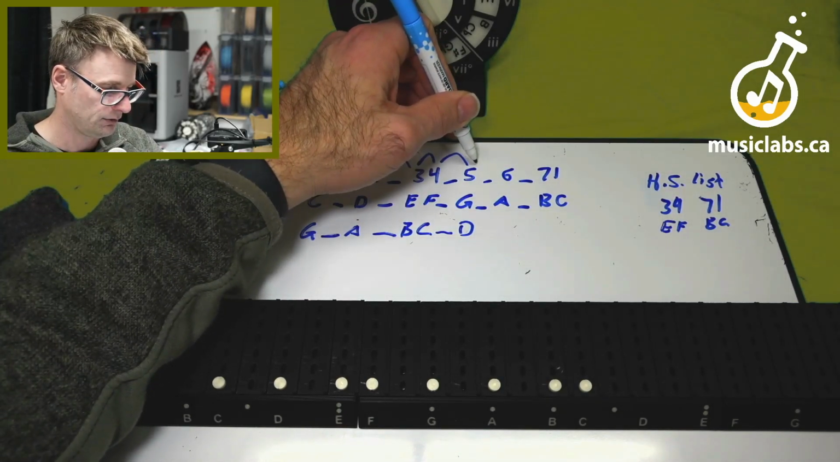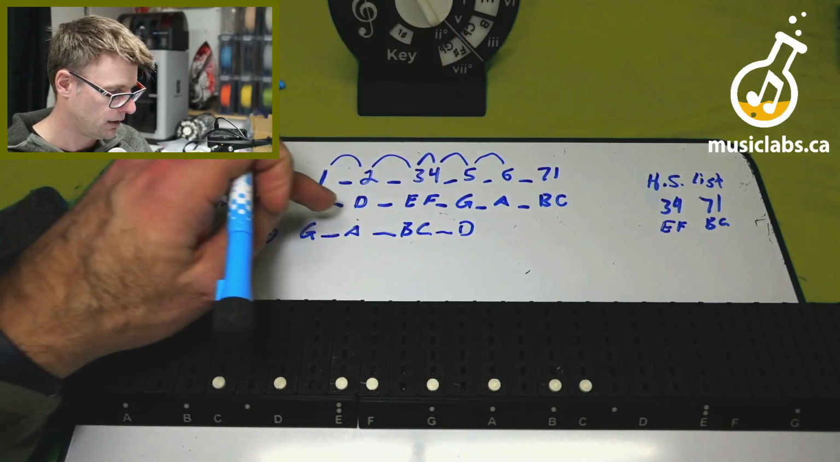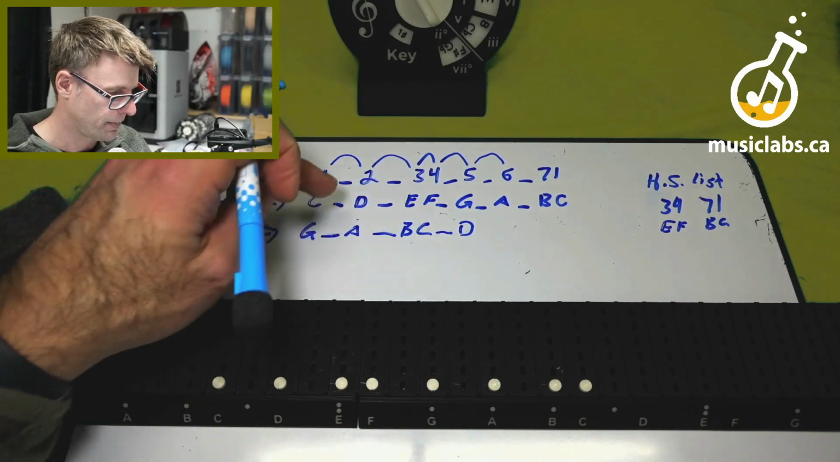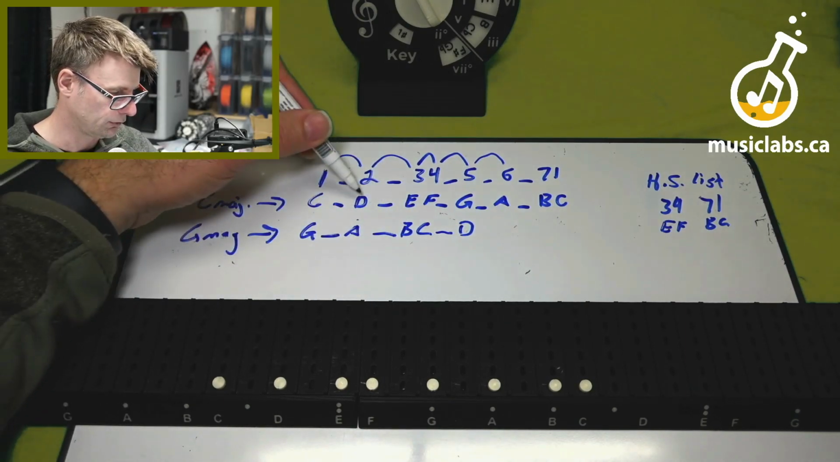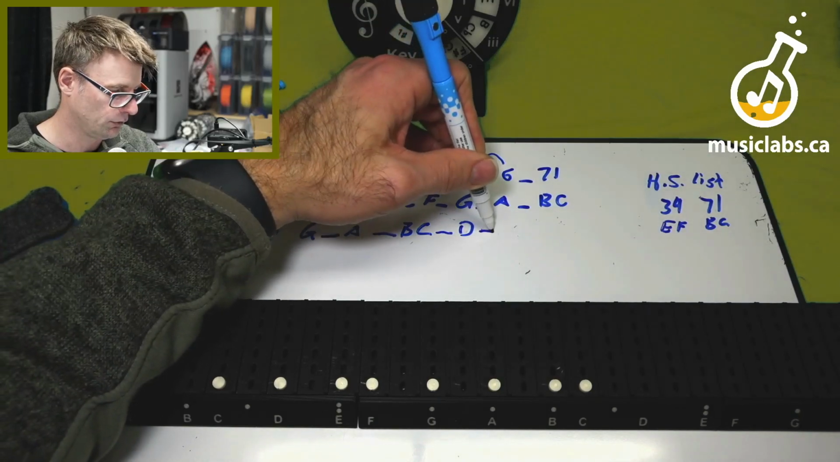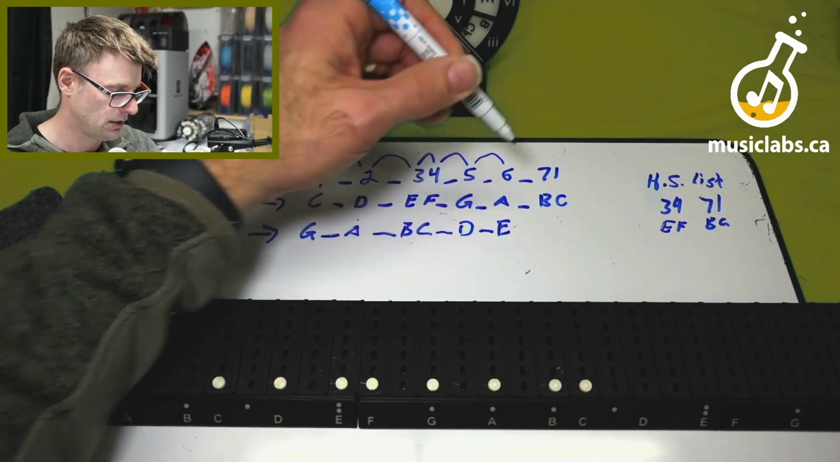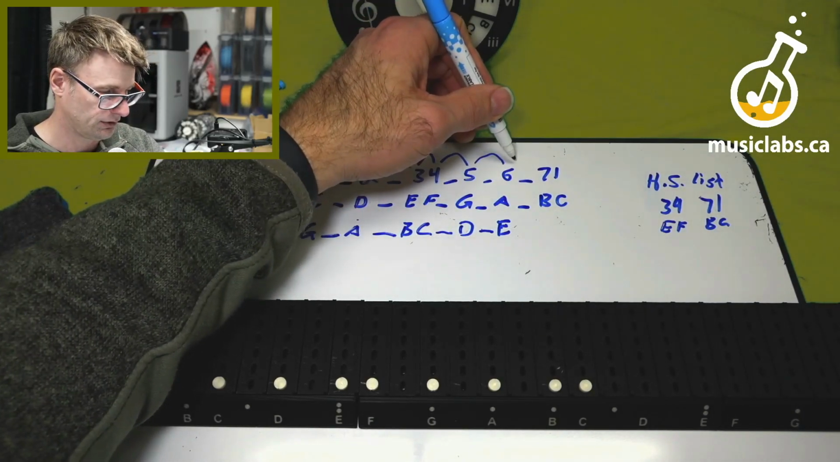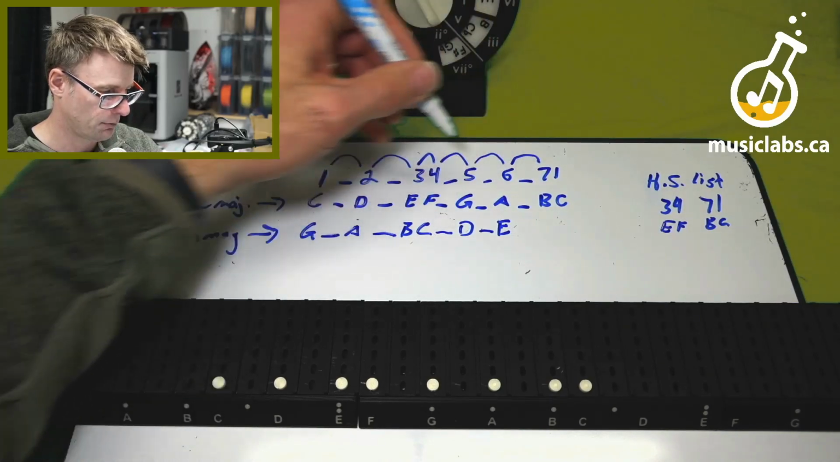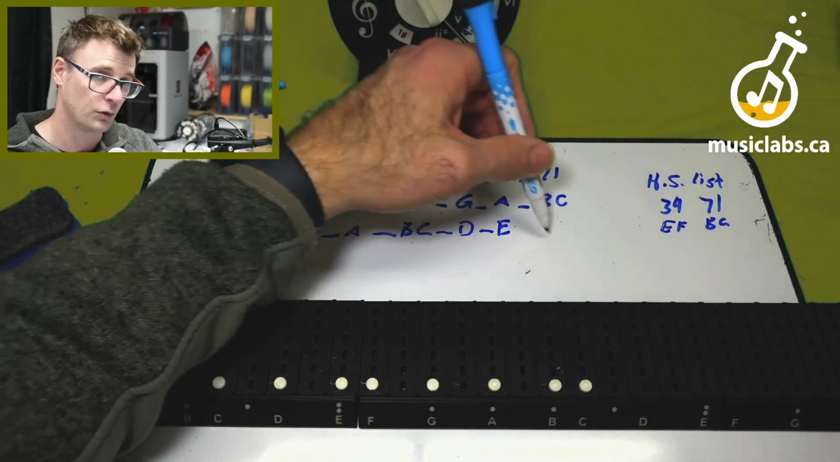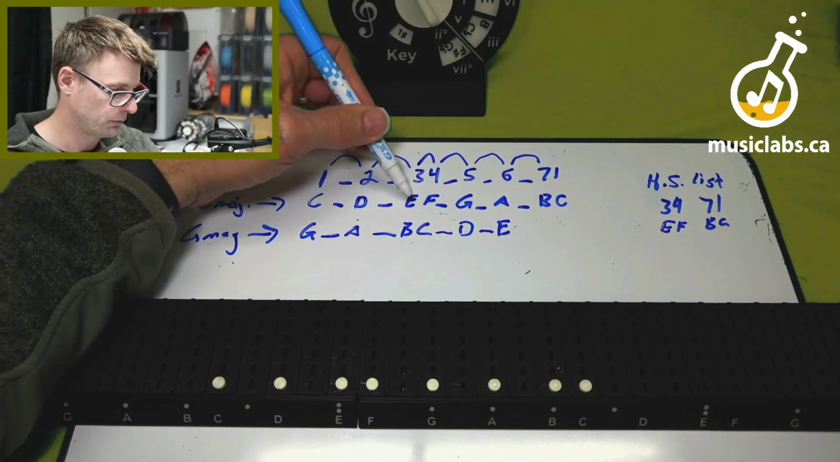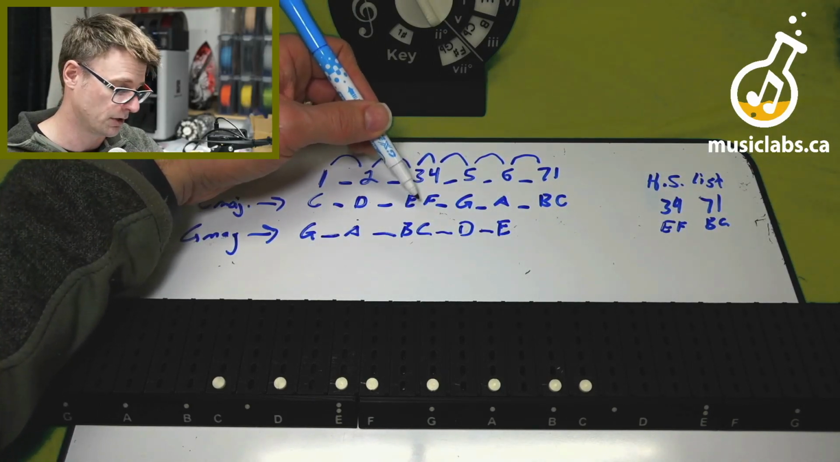So 5 to 6, we need another whole step. So D to E is a whole step. Okay, so things are good. Whole step away from D is E. Now from 6 to 7, we have another whole step. Okay, so we need to go a whole step away from E. A whole step away from E, oh, we've got trouble here.